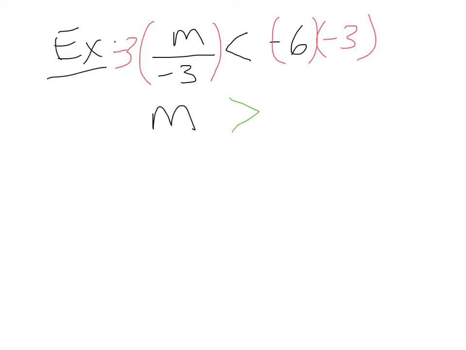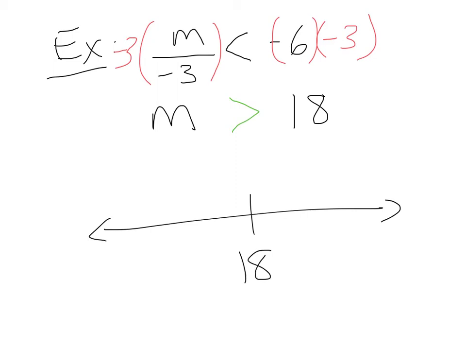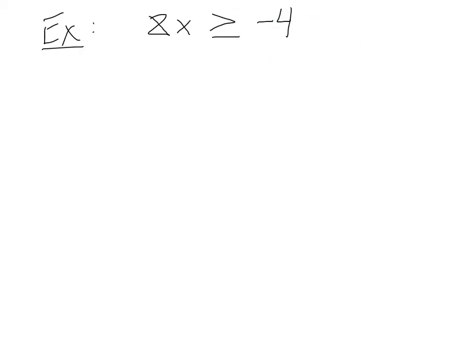On the left, you have m, and on the right, you have a negative times a negative, positive. 6 times 3, 18. So this is your final result. If you wanted to graph the final result, the solutions to this inequality, you're taking a look at 18, and you want the numbers that are strictly bigger than 18. Yay, math!